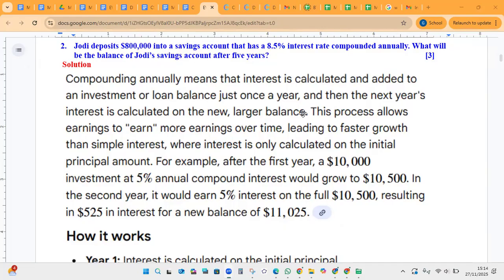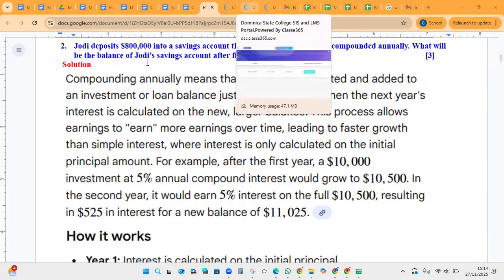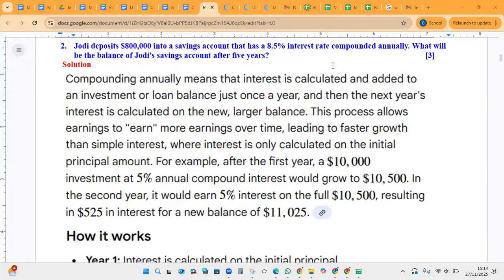Here we are going to discuss question number 2 in the practice questions. It says Judy deposits $800,000 into a savings account that has a 8.5% interest rate compounded annually. Now the question says, what will be the balance of Judy's savings account after 5 years? Okay, so it's very important to note that the rate of compounding is annually, every year.